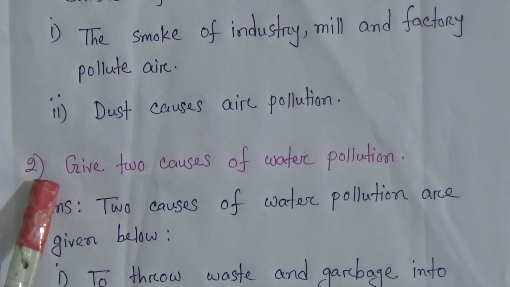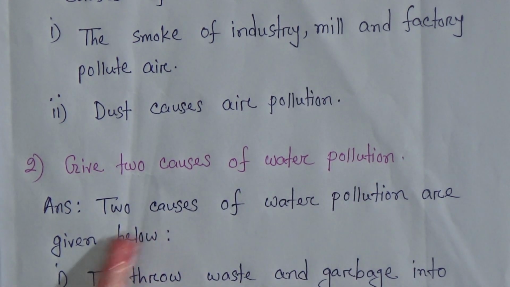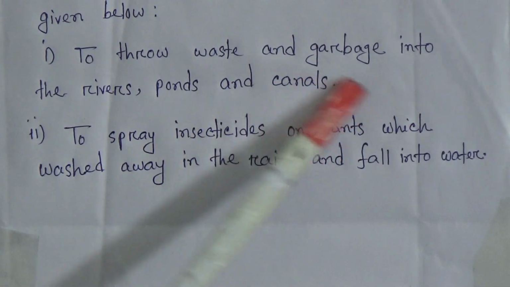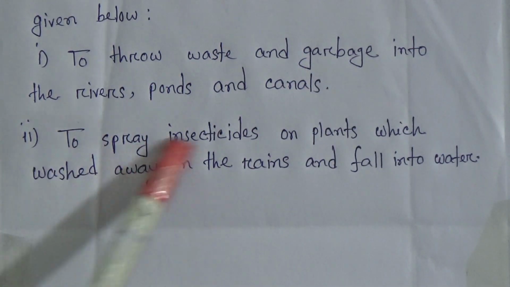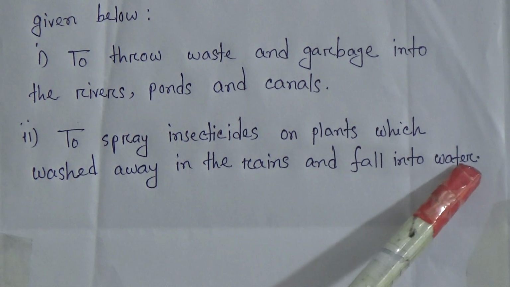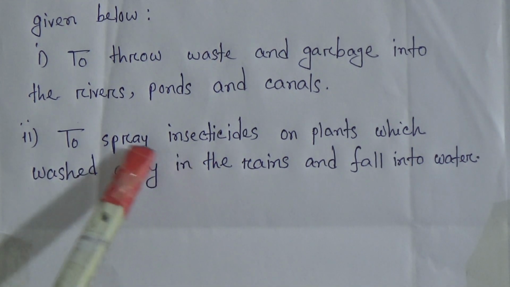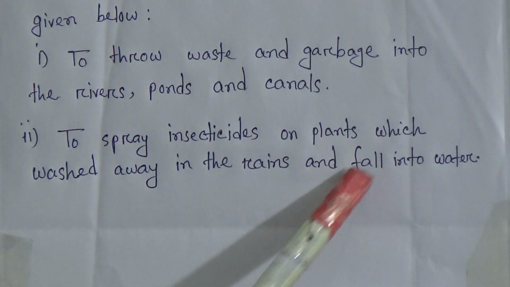Number 2, give 2 causes of water pollution. 2 causes of water pollution are given below. Number 1, throwing waste and garbage into the rivers, ponds and canals. That means if we throw different types of waste and garbage into our rivers and ponds, it can pollute our environment, water. Number 2, spraying insecticides on plants, which are washed away in the rains and fall into water. So we should not throw away insecticides on plants, which can pollute our environment.